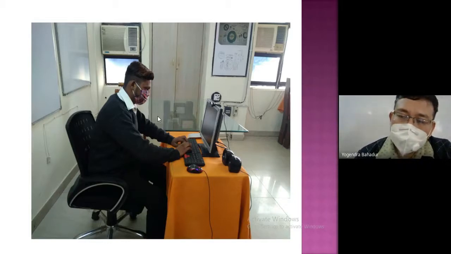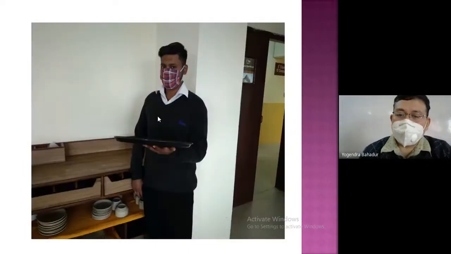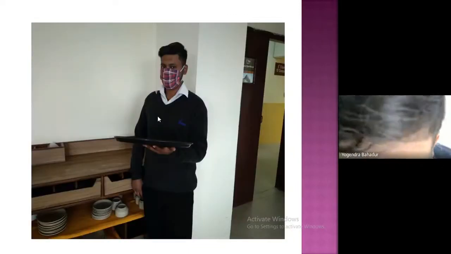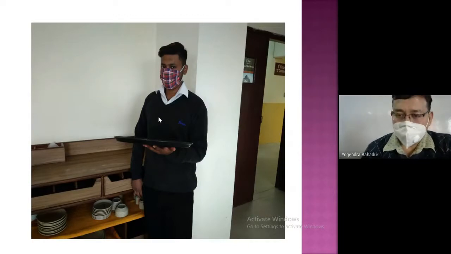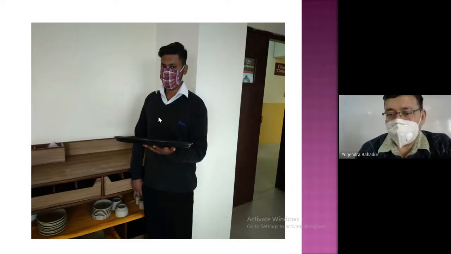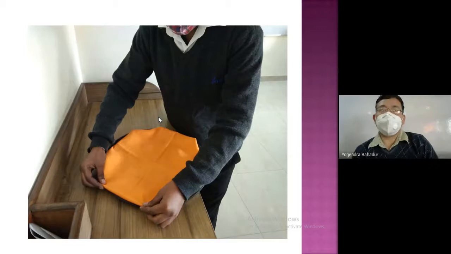Now, once the order has been placed in the form of the BOT, the next step is the steward will have to keep his mise en place ready. And here, in case of a mise en place, the steward will have to pick the salver. Here you can see in front of you, the salver has to be placed on your left hand. Once the steward has taken the clean salver, the next step will be to cover the salver.